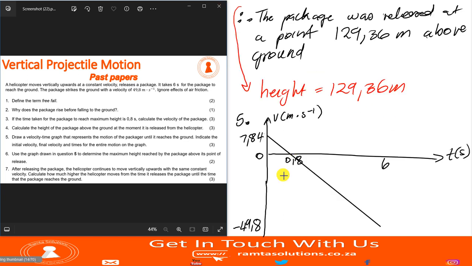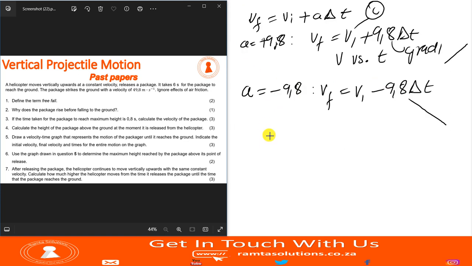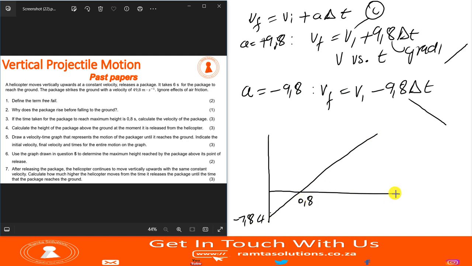Hence, the graph looks like this because we chose upwards as positive. So this means you can also draw this function in this way. If you choose downwards as positive, you can also draw it in this way. It'll be negative 7.84, 0.8 here, and then 6 seconds here. And then what is this? This is velocity in meters per second.